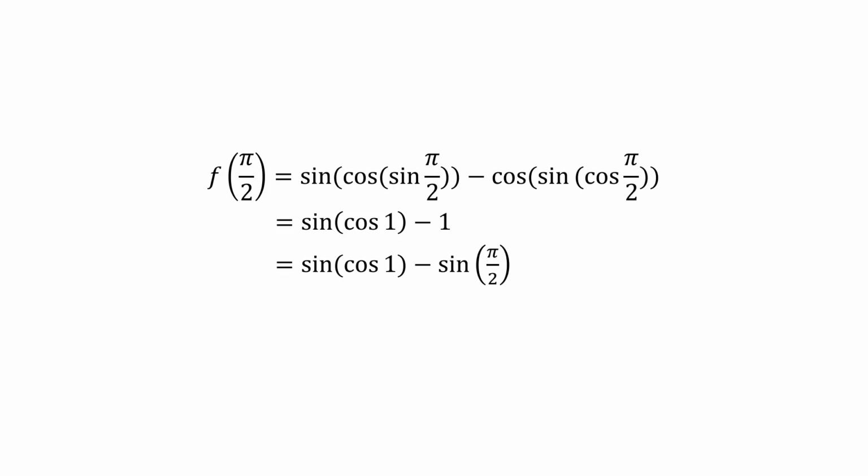Pi by 2 is greater than 1. So cos of 1 is obviously less than 1. So cos of 1 is less than pi by 2. And sin x is an increasing function. So this must be less than 0. So f of pi by 2 is less than 0. So we have got two points, 0 and pi by 2, where f of x changes sign. So we can have only one solution.